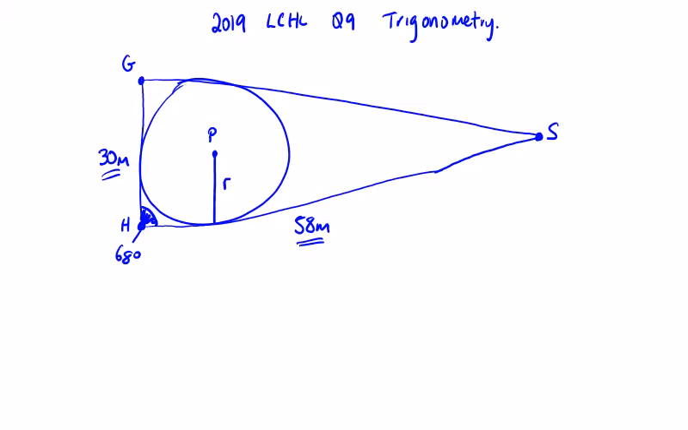The circle is a helicopter pad. It's the incircle of the triangle SGH and has a center P. So we'll come to the incircle in a minute. The first thing they ask is to find SG, this one over here.